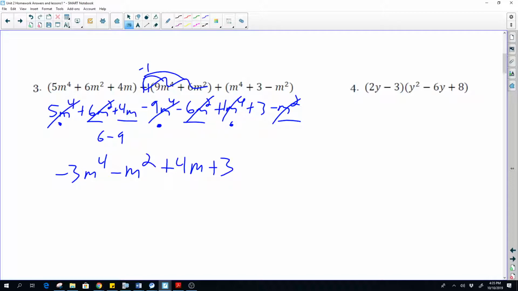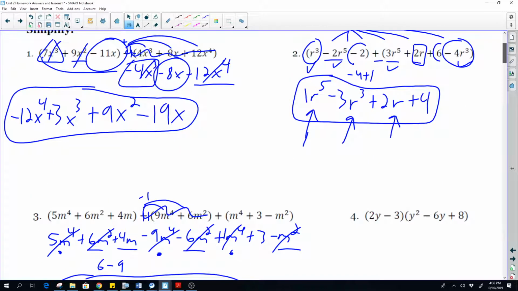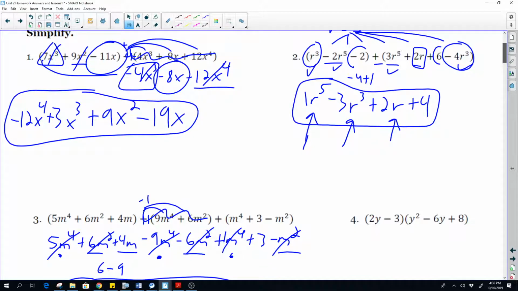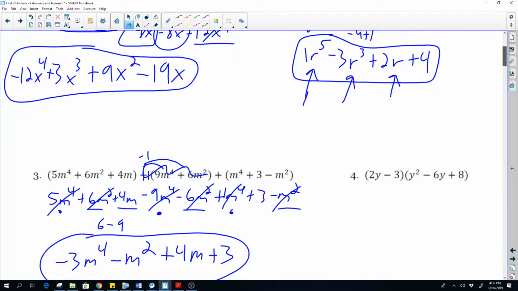Let's double check our answer key that Mr. Merkley made for us. Thanks, Mr. Merkley. And that is what he got too. Perfect. There we go. So we can actually double check our answers because he also made an answer key as we went along. And yep, that's what he got on all these problems so far.